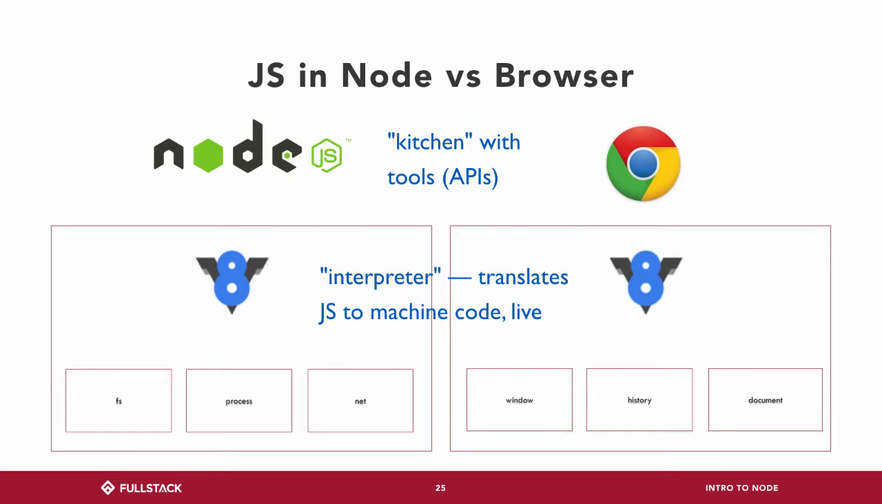So, in the end, what's going to happen is that this V8 engine is going to end up doing the work of translating this JavaScript code that we end up writing to something closer to machine code that could end up running within some process.